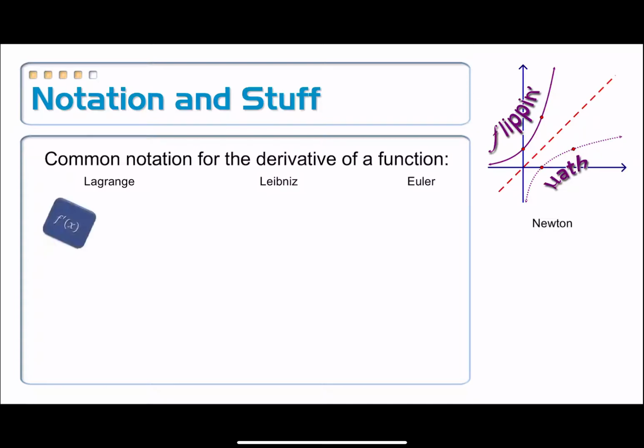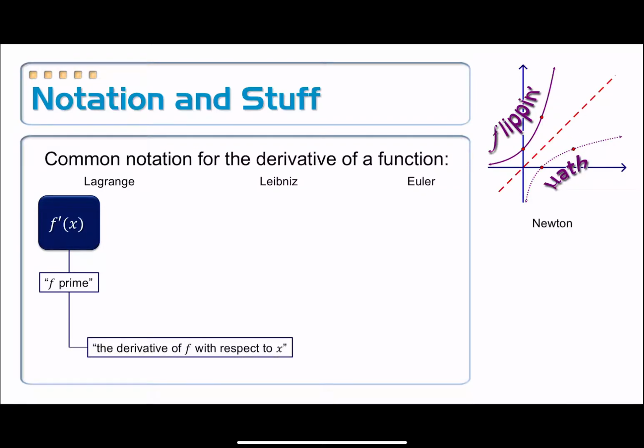So here's the first one. First one is the Lagrange, named after a mathematician. Lagrange notation is the prime notation. It's the one that we've seen before. I read that one as f prime of x. I also read it as the derivative of f, and since x is the independent variable, with respect to x. Or maybe I can have a y that I'm taking the derivative of. The name of the function's y, it's y prime.